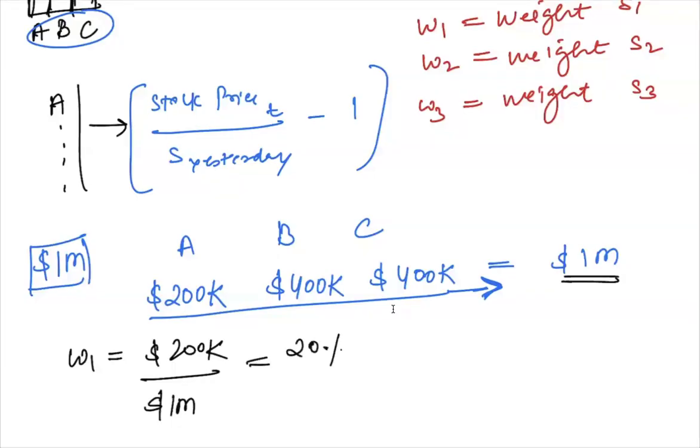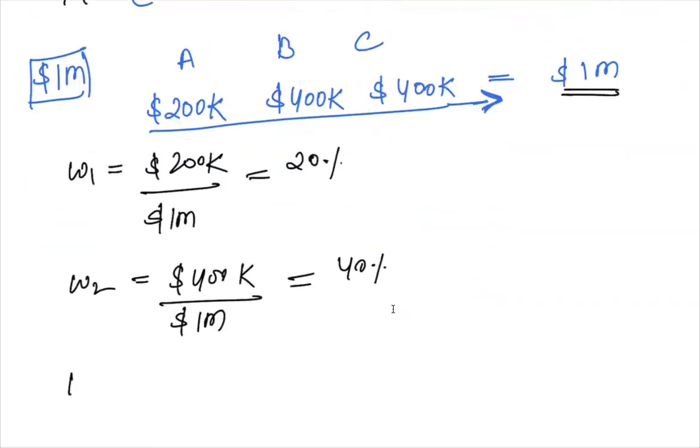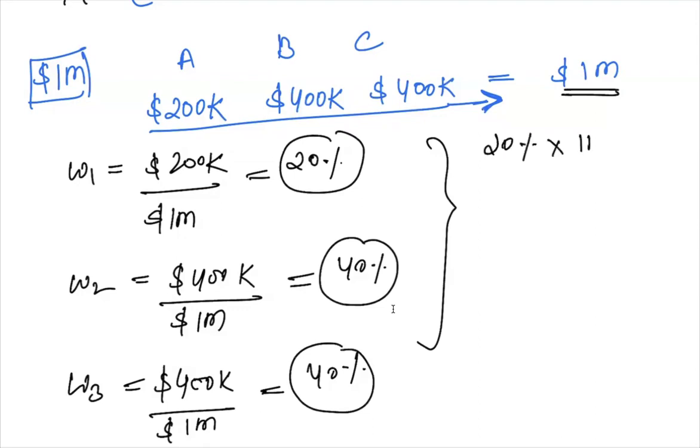which is nothing but 20%. Similarly, weight 2 will be 400k divided by $1 million, which is 40%. Similarly, weight 3 is again 400k divided by $1 million, equal to 40%. So basically, I have invested 20% of my money in stock A, 40% in stock B, and 40% in stock C. If you want to validate it, what is 20% of $1 million? It is 200k, right?